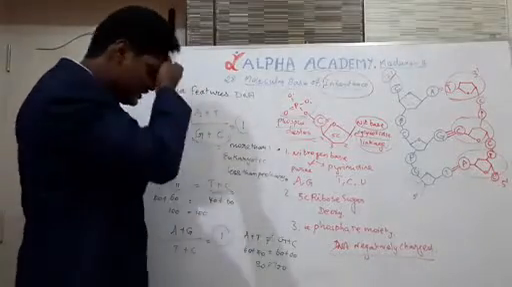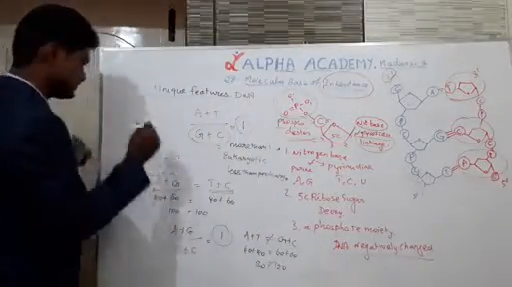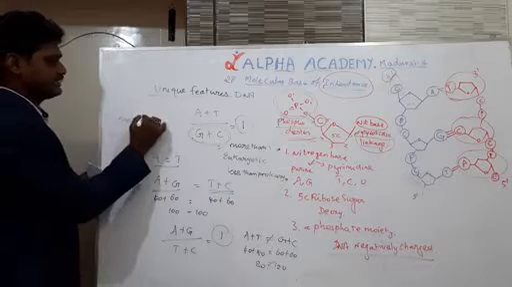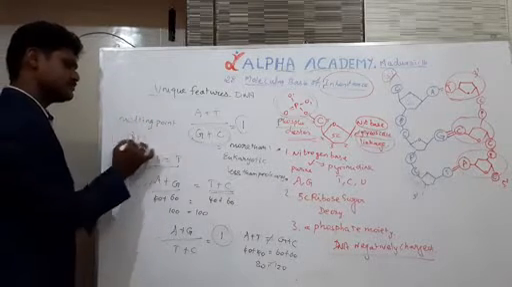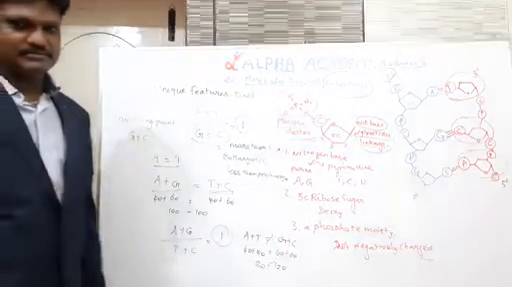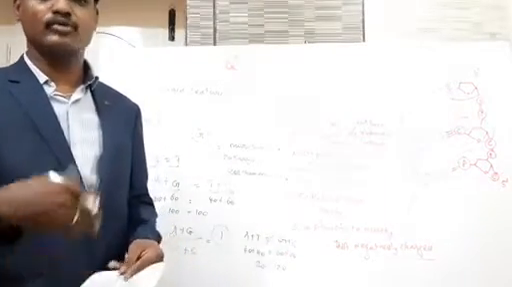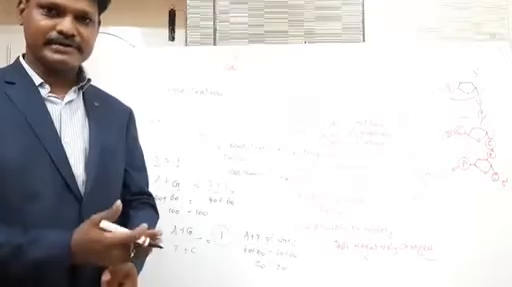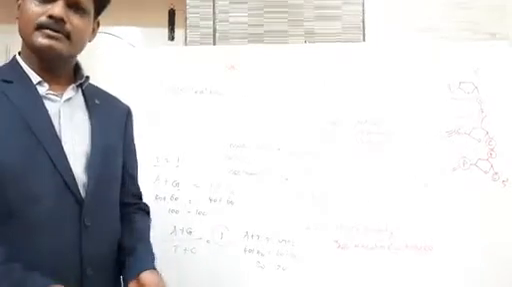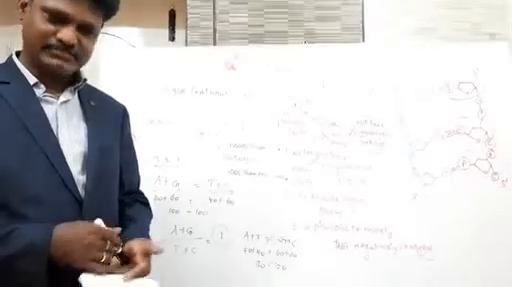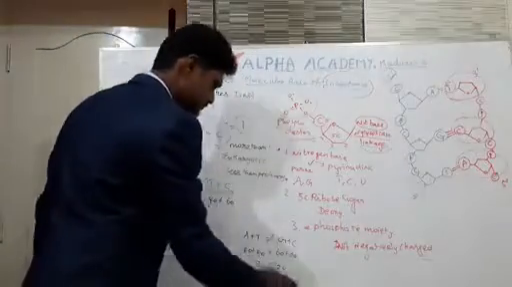See, next one is the melting point of DNA. Melting point is based on GC content. More GC content means a higher melting point. So prokaryotic DNA has a higher melting point than eukaryotic DNA because it has more GC content, G plus C content.